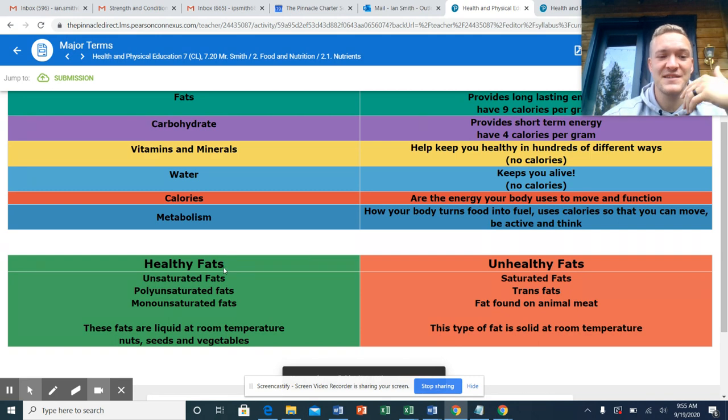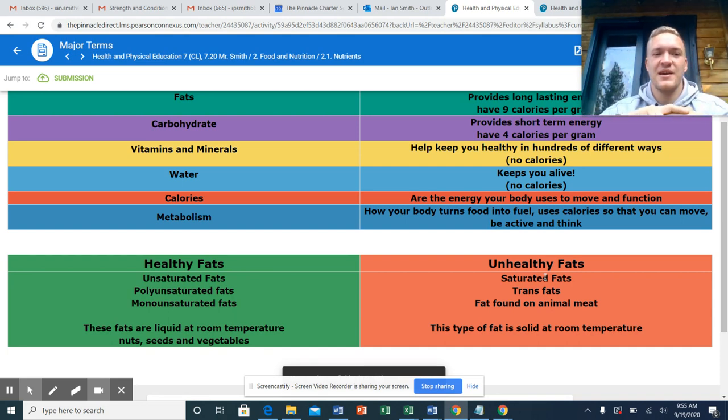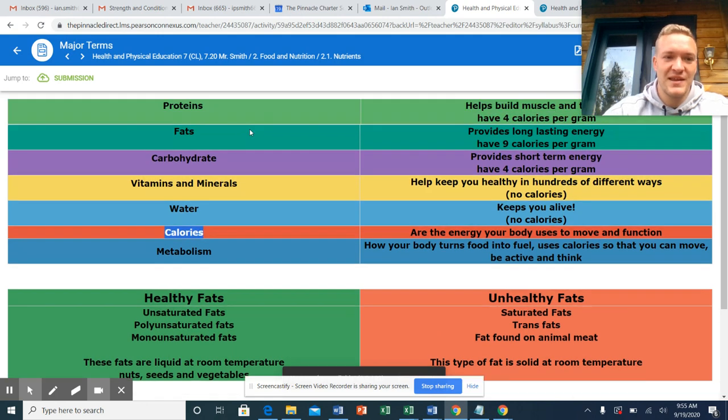Now let's go over fats. So we have healthy and unhealthy fats. And there's this stigma, or this misconception actually, that if we have fats, it will make us fat. And that's just not true. We gain fat on our body from eating too many calories. And we can gain too many calories from eating anything. It could be proteins, fats, or carbohydrates.